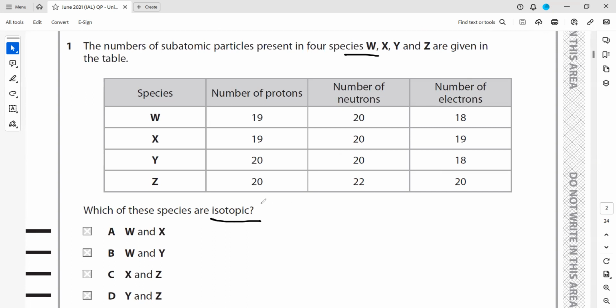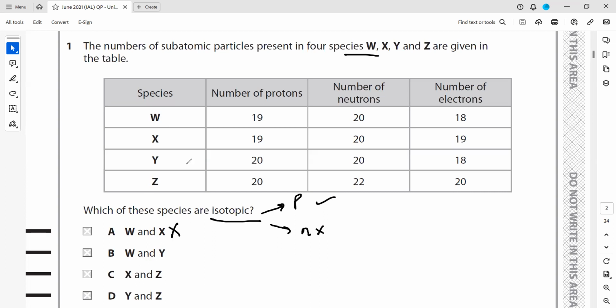The term isotopic means they should have the same number of protons and a different number of neutrons. So same proton number but different neutron number, we call them isotopes. If we check W and X, they have the same protons, but they have the same neutrons as well. So these are not isotopes.